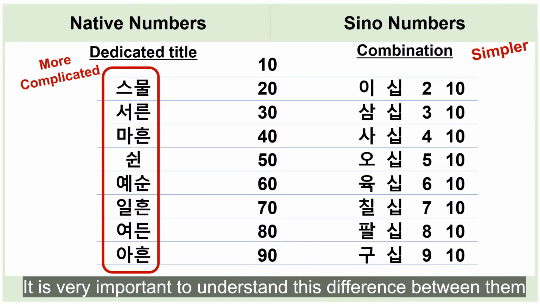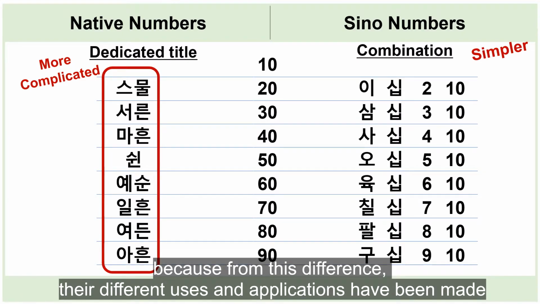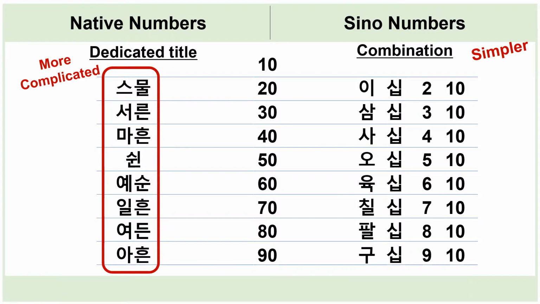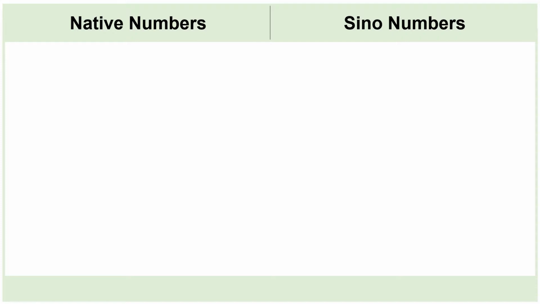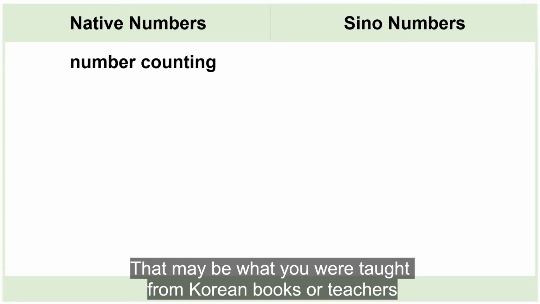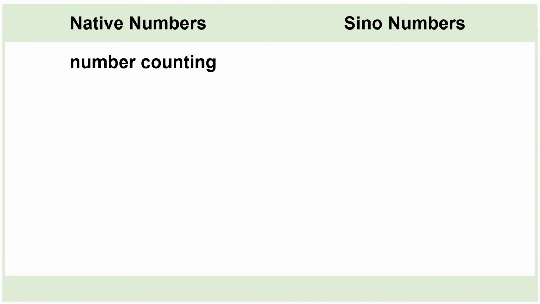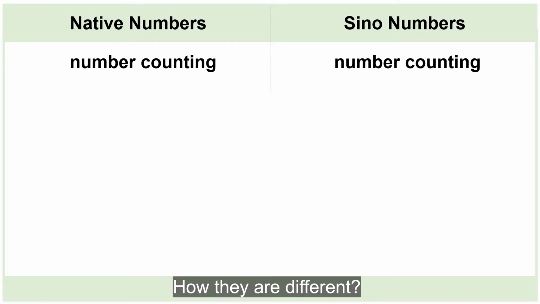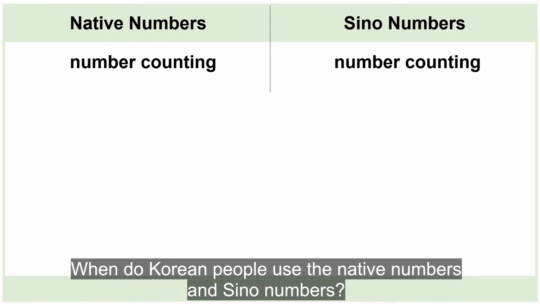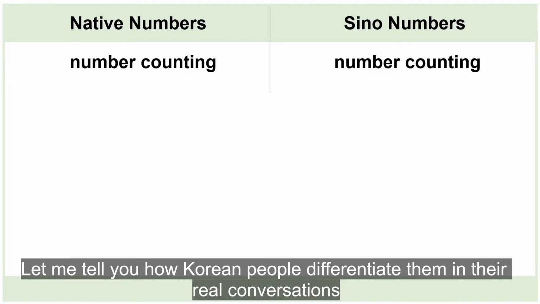It is very important to understand this difference between them, because from this difference, their different uses and applications have been made. You may know that the native numbers are being used for counting numbers. That may be what you were taught from Korean books or teachers. But Sino numbers are also used for counting numbers. Then, how are they different? When do Korean people use the native numbers and Sino numbers? Let me tell you how Korean people differentiate them in their real conversation.